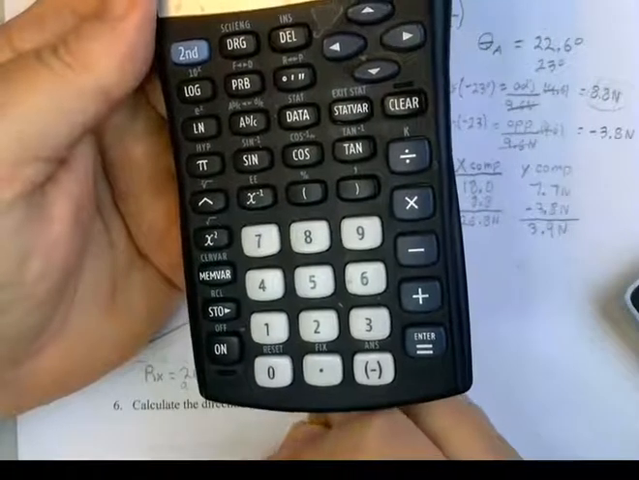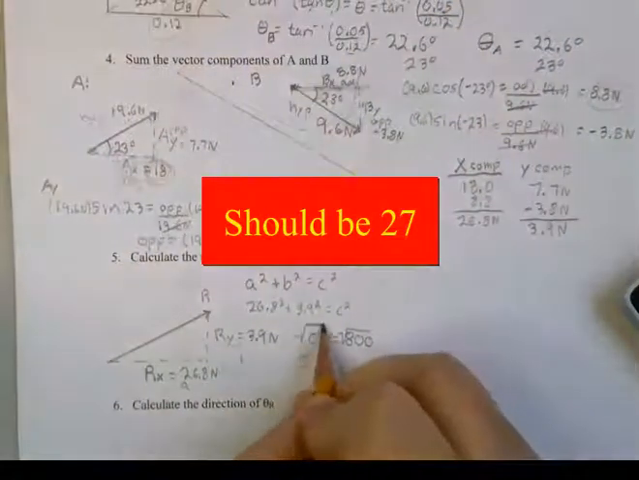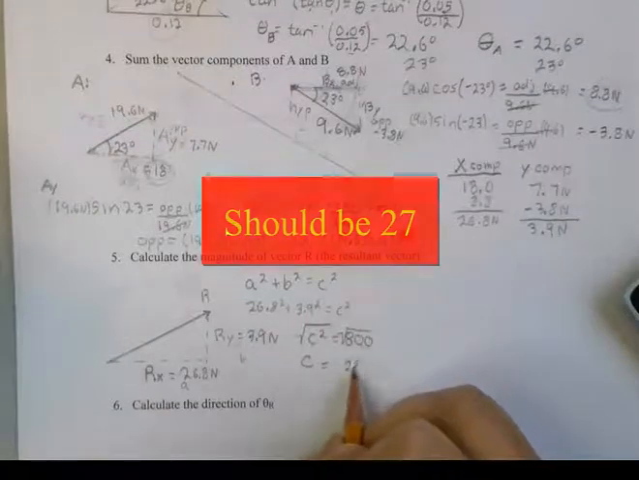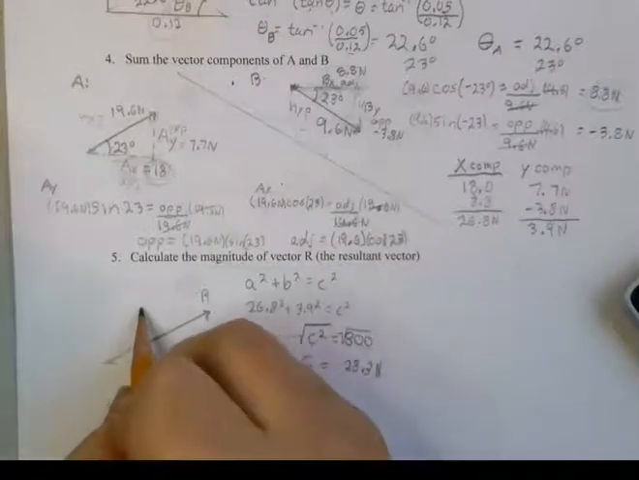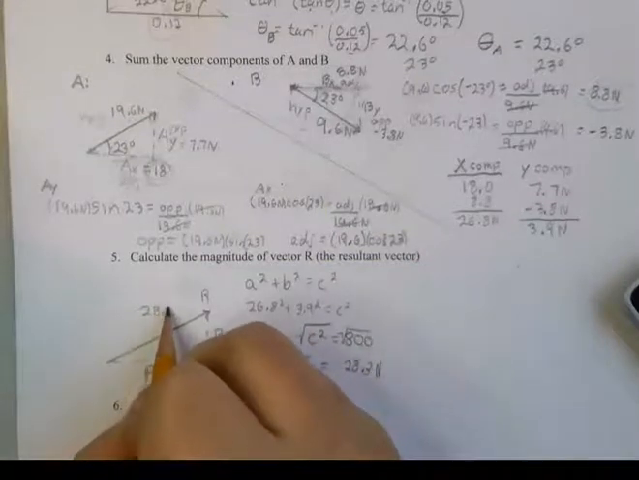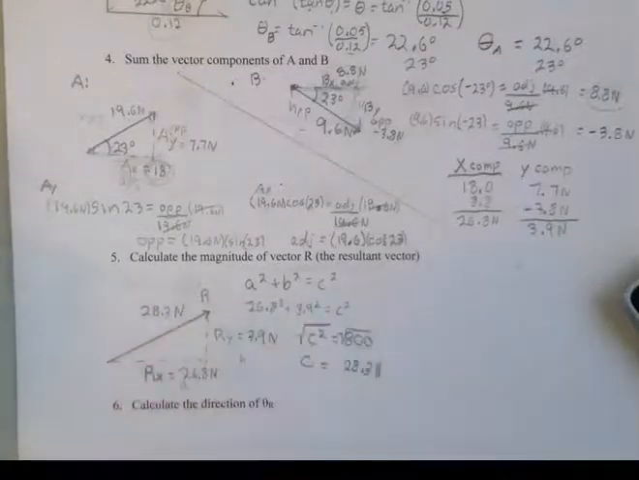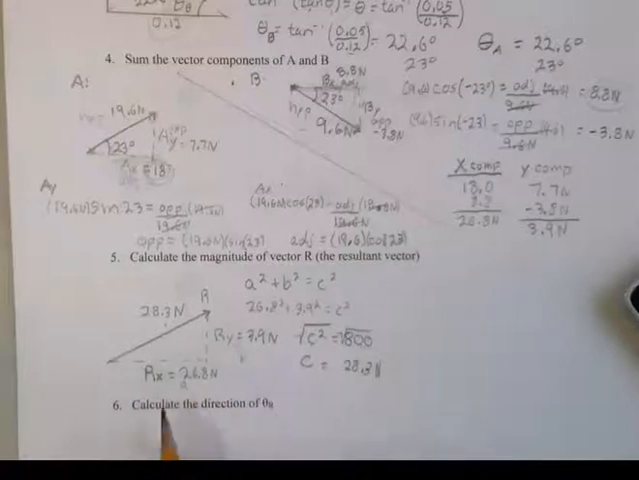So that means that C equals the square root of this. If you take the square root of both sides here, then C will give you 28.3 newtons. That's the hypotenuse. That means 28.3 newtons is the magnitude of the resultant vector. Okay? There you go. So now you have three sides of this resultant vector's triangle, and the last thing it's asking you to do is calculate the direction.